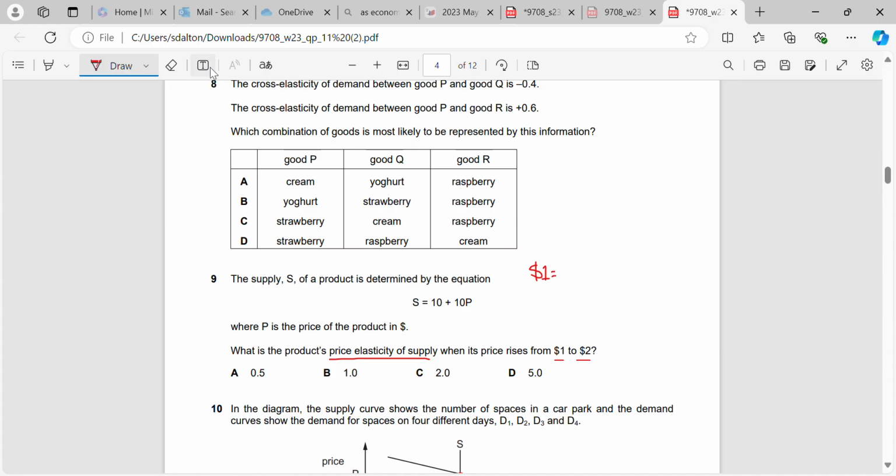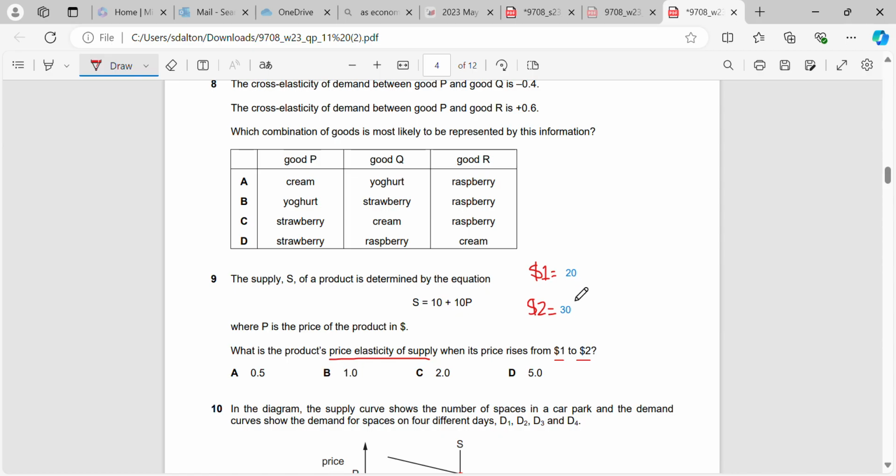So when it's at $1, it's going to be 10 plus 10 into 1, which is going to be 20. Okay? When it's at $2, it's going to be 10 plus 10 multiplied by 2, which is going to be 30. Okay, so figure out what our percentage change in QS is.